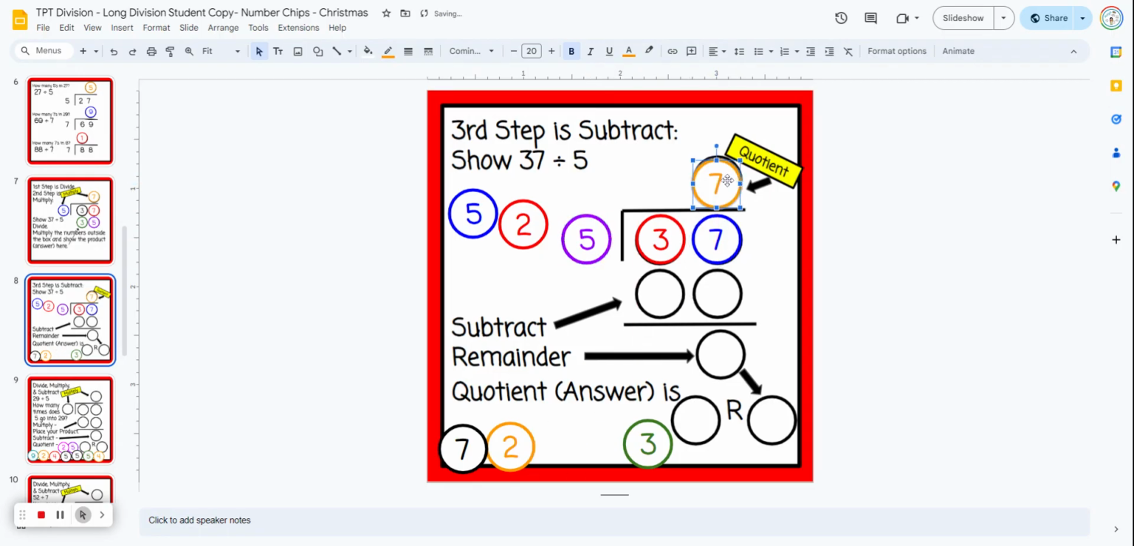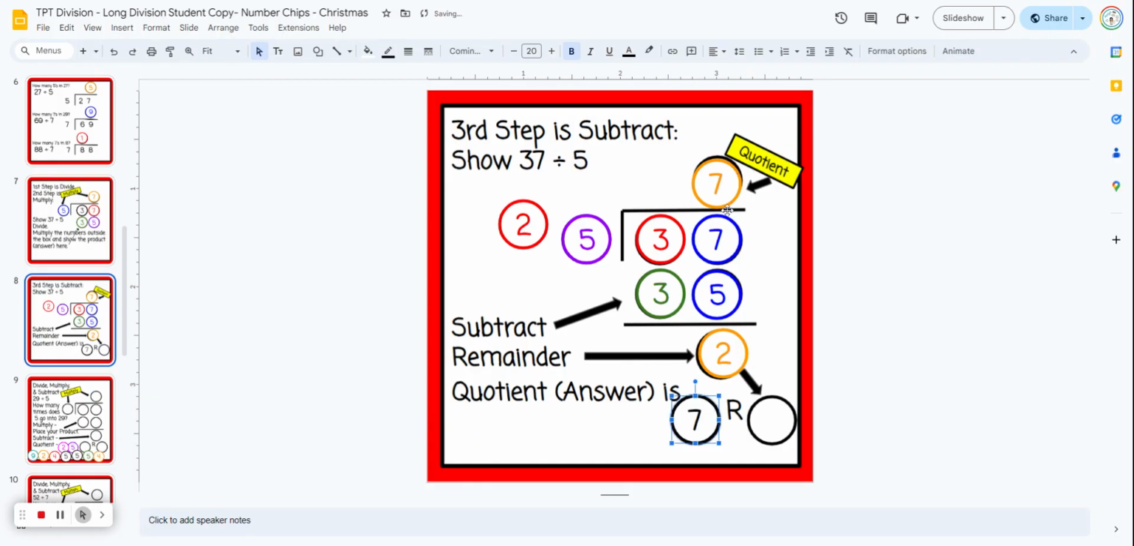Now we're going to multiply. 7 times 5, the number's outside the box. 35. And then the next step is to subtract. So 37 subtract 35 is 2. And they're going to get their answer then of 7.